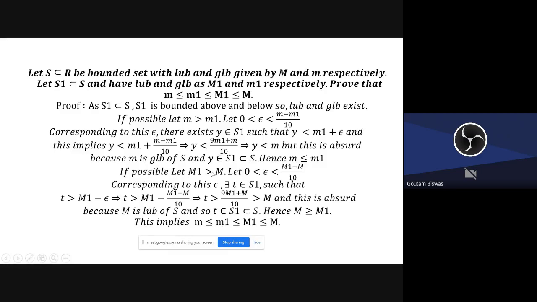Next, if m1 is greater than M, then again do the same. You will again reach an absurdity. Okay, and this is absurd. So m1 cannot be greater than M. So m must be less than m1, and M1 must be less than M. Okay, so this proof is also very necessary.